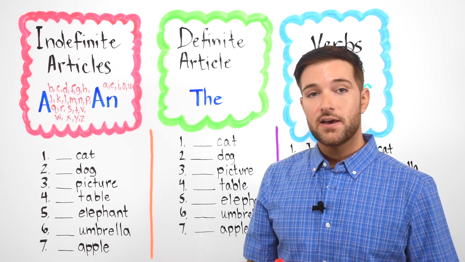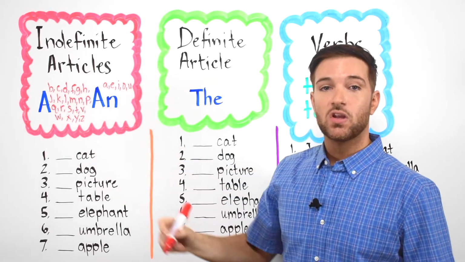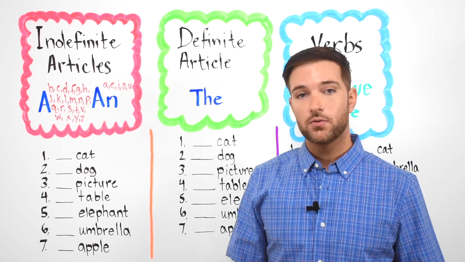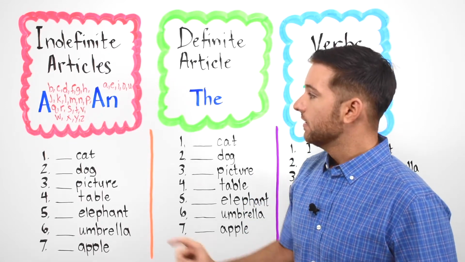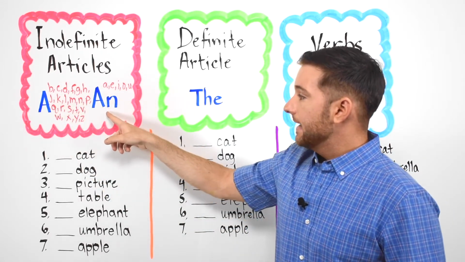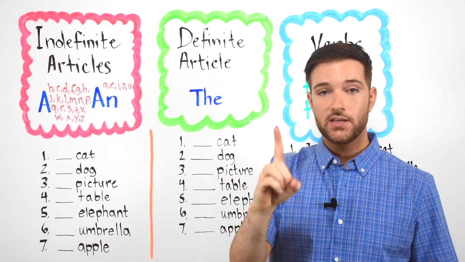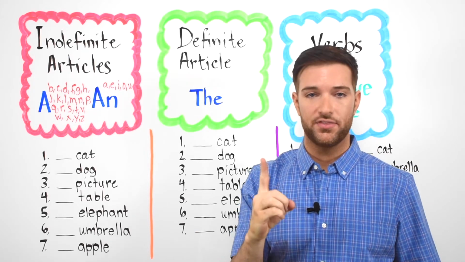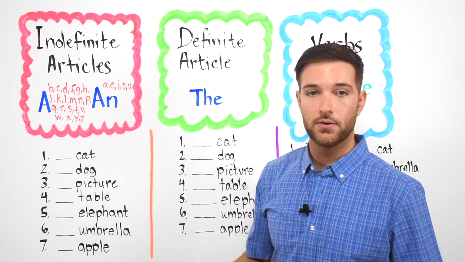The indefinite articles, meaning the words a and an, always come before a singular noun and never before a noun in the plural form. So, for example, a and an always come before a singular noun. Singular meaning one. We're only talking about one person, one place, one thing. A and an, all right?